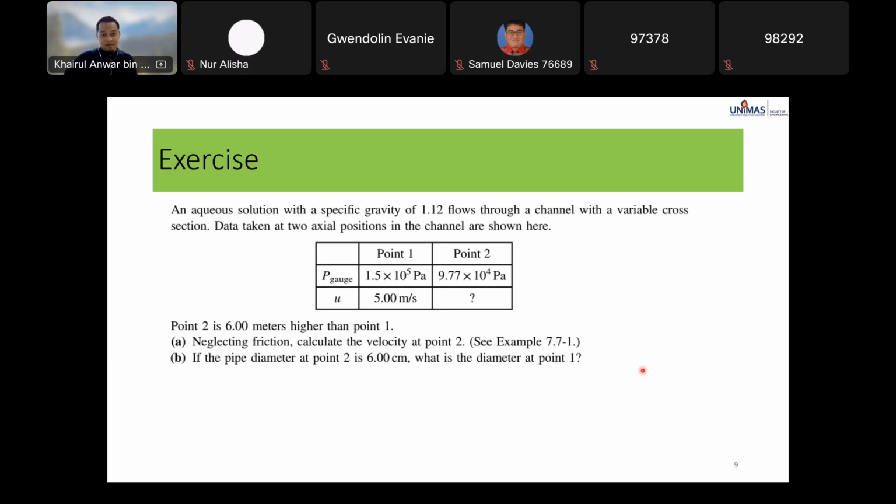How about density? There is no density, it's just specific gravity. So you multiply it with the density of water to get the density of the aqueous solution. Write down g as 9.81, depending on the unit. If it's using British units, then you need to use British units. Delta Z is 6 meters.